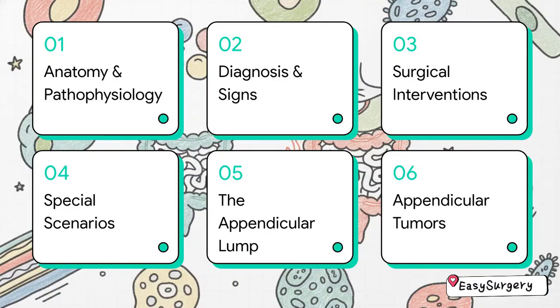To make sure we don't miss a single detail, we're going to follow a surgeon's exact thought process. We'll start with the anatomy and pathophysiology, decode the diagnosis, step into the OR for the surgical interventions and special scenarios, and then finally tackle the appendicular lump and appendicular tumors. Let's get right into it.